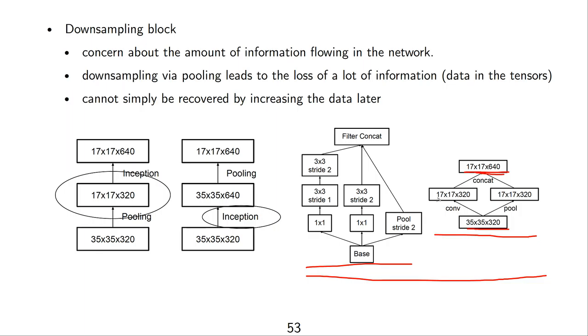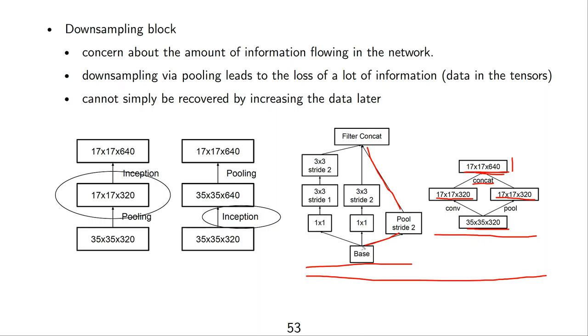On the left branch here, we have a convolutional block that produces a tensor of 17 times 17 times 320 as output. And on the right, we have a pooling operation that produces this 17 times 17 times 320 as output. And then these two tensors are concatenated to give us this output here. Computationally, the pooling side is pretty easy. We have this pool stride 2 that gives us the pooling branch on the right side, but the computation of the convolution is again factored into multiple different convolutional layers.